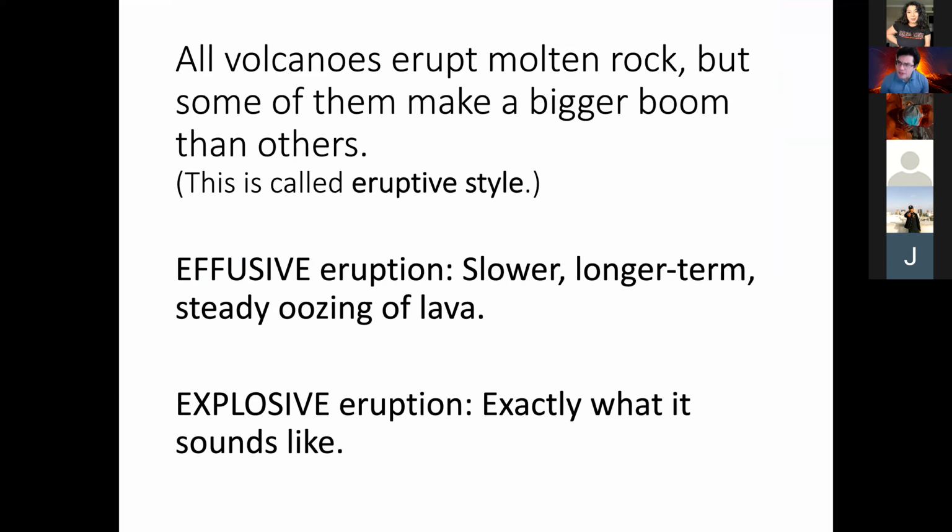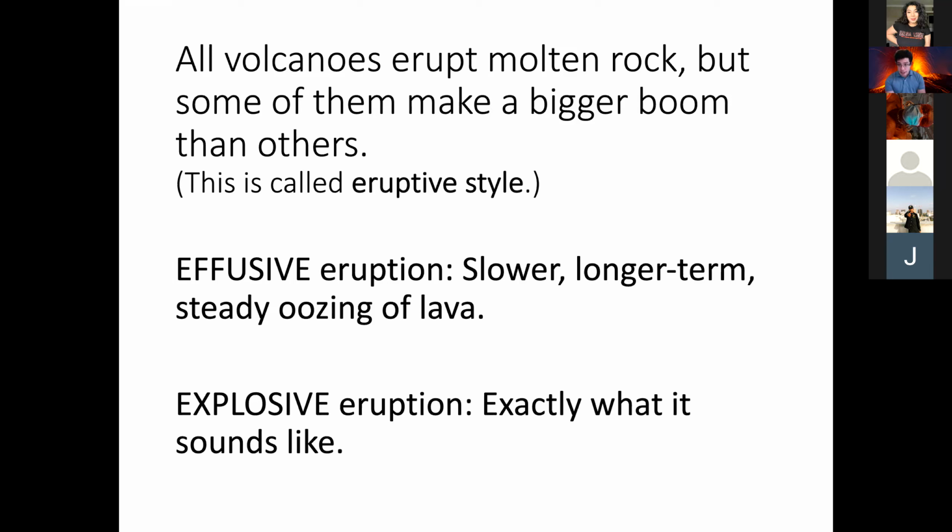So different kinds of volcanoes behave in different ways. All of them erupt molten rock. Lava comes out of every kind of volcano. That's part of the definition. If it's not letting out lava, then it's not a volcano. Now, they're not necessarily erupting literally all of the time. In fact, most volcanoes are not erupting most of the time. But they have to be capable of doing that. And so by definition, a volcano has to release molten rock.